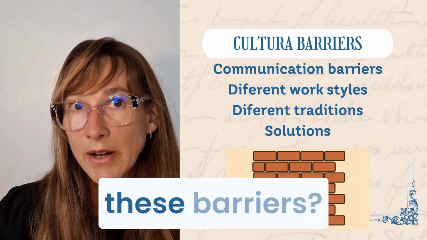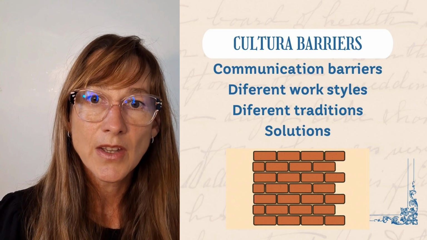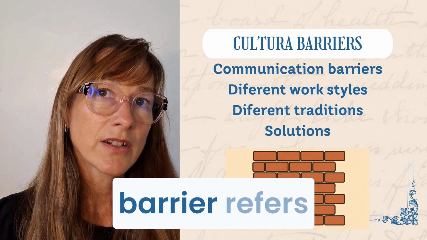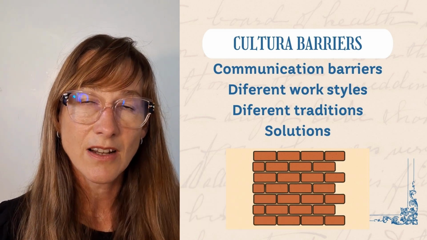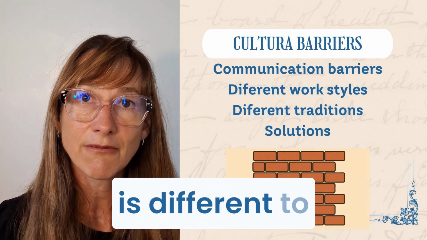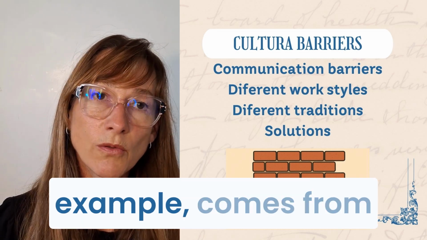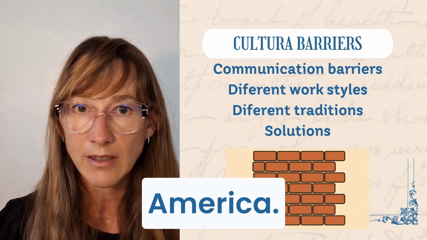So what are these barriers? First, we get a communication barrier. A communication barrier refers to the fact that we all have different accents. For example, I come from South Africa, so my English accent is different to someone that, for example, comes from London or someone else that comes from America.